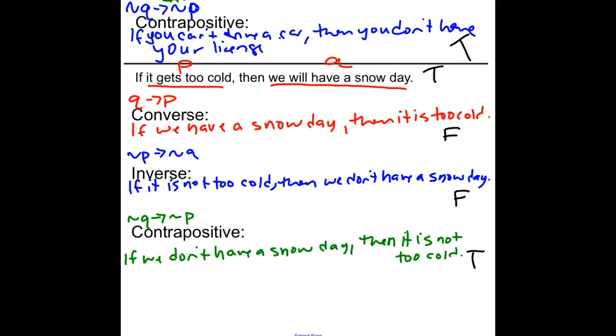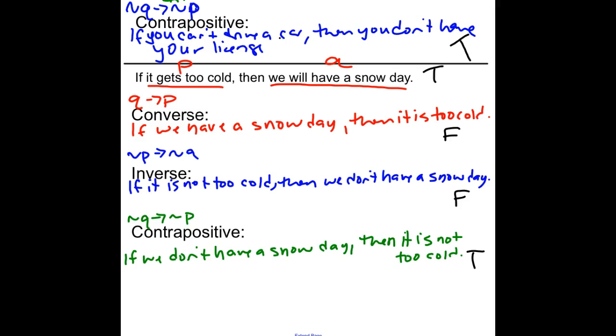If we think about the true and false values up there, for the first one, if it gets too cold, then we have a snow day. That is true. That happens. Converse, if we have a snow day, then it's too cold. Well, that is actually false. We'll talk about that in a second. If the converse is false, it also implies that the inverse is false. If it's not too cold, then we don't have a snow day. And the contrapositive has to be true because it has the same value as the conditional. If we don't have a snow day, then it's not too cold.